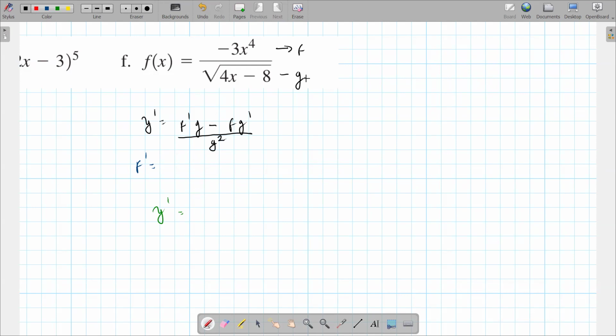Okay? What's f prime? Negative 12x cubed. So that's easy. What about g? What's g prime? I'll give you a hint. G, you can look at it as this. This will make things much easier. So that's g. What would be the derivative of that?